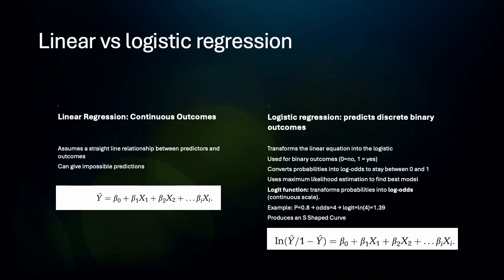As you can see at the bottom, the formula changes from a simple linear equation to one that includes the natural log of the odds. So instead of drawing a straight line, logistic regression will give us an S-shaped curve where the probabilities gradually level off near 0 and 1. That's what makes logistic regression so effective for predicting whether someone has a disease, passes a class, or renews a gym membership, anything with a yes or no outcome.